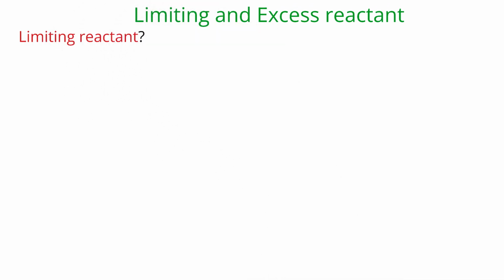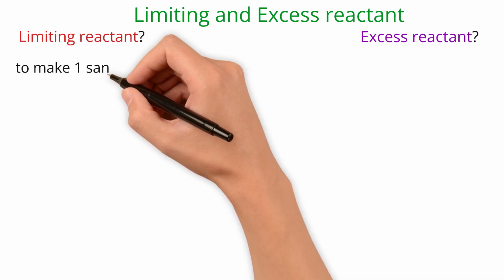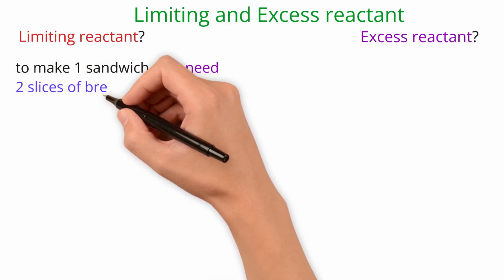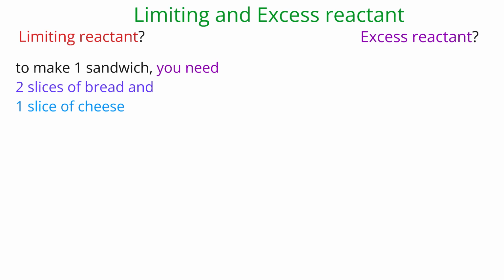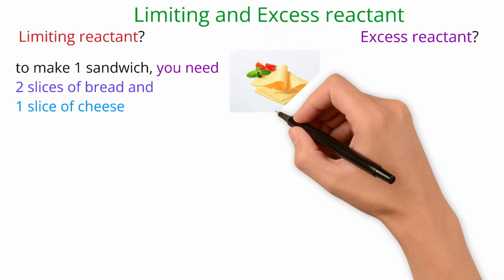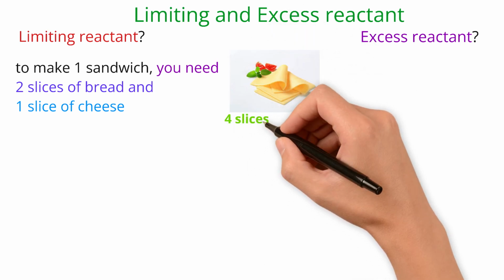Limiting and excess reactant. What is limiting reactant? What is excess reactant? I will answer these two questions. Follow me carefully. To make one sandwich, you need 2 slices of bread and 1 slice of cheese. Let me tell you again. To make one sandwich, you require 2 slices of bread and 1 slice of cheese.